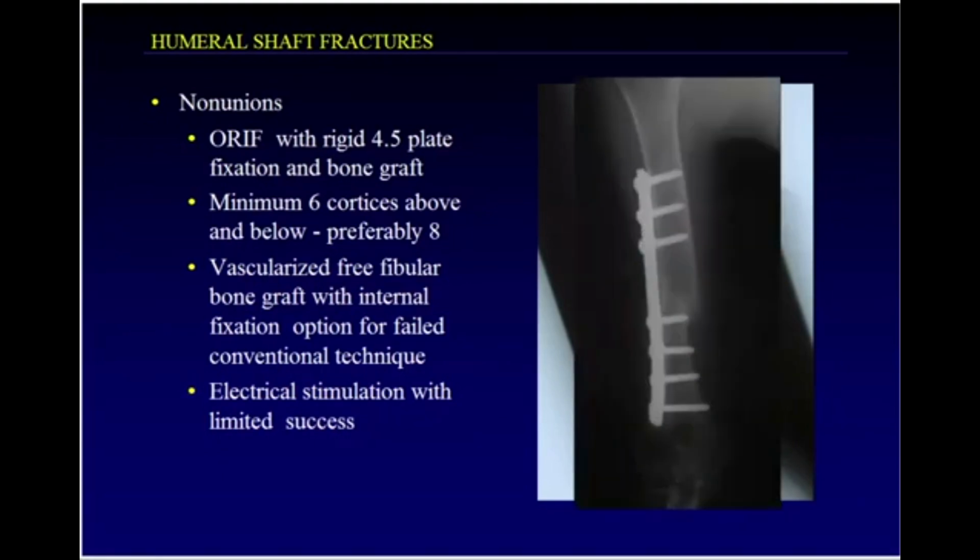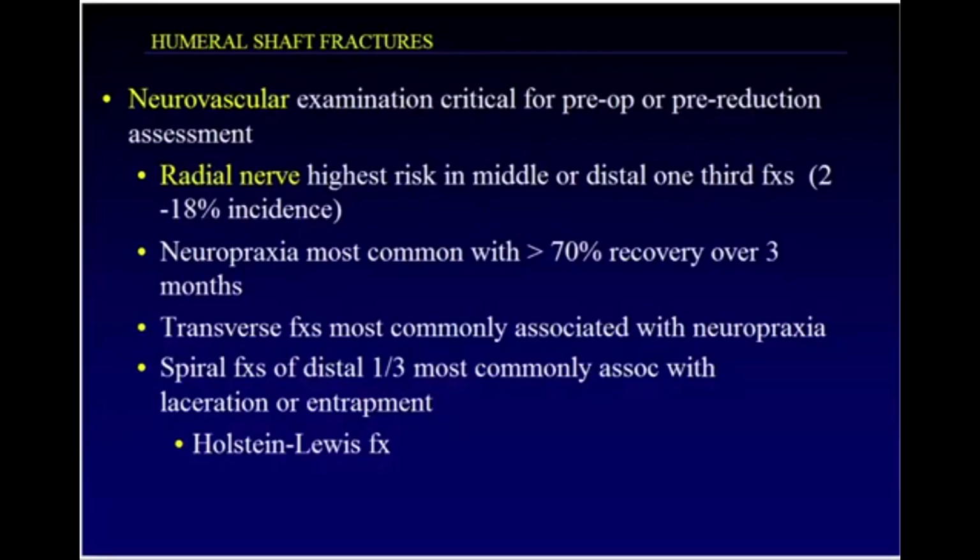And here's a non-union that's treated with a rigid 4.5 plate and bone grafting, again, minimum 6 cortices. What he's showing here is that this case went on to a non-union because of inadequate initial fixation, and then this is how it's salvaged with the appropriate plate, adequate fixation above and below the level of non-union, as well as bone grafting.